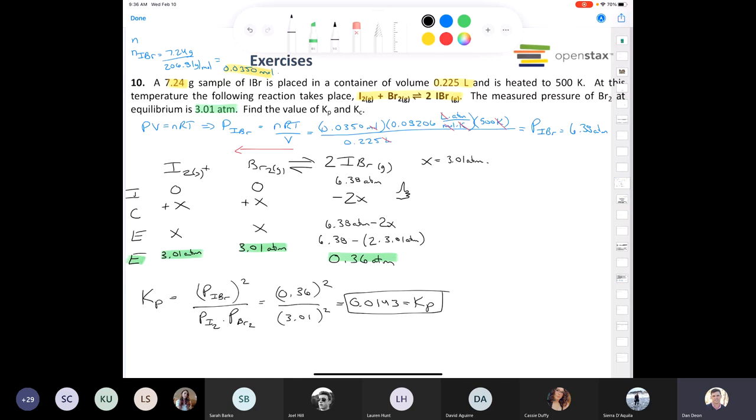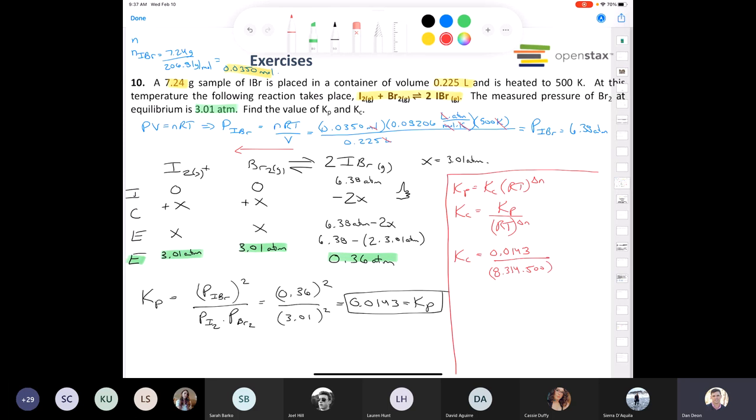So we figured out Kp, and the last thing that we have to do is determine Kc. In order to do that, we're going to use the formula that Kp is equal to Kc times RT to the delta N. We're going to isolate Kc, which is going to be equal to Kp divided by RT to the power of delta N. We get that Kc is equal to 0.0143 divided by 8.314, different gas constant, right? Times the temperature, which is 500 K, to the delta N.